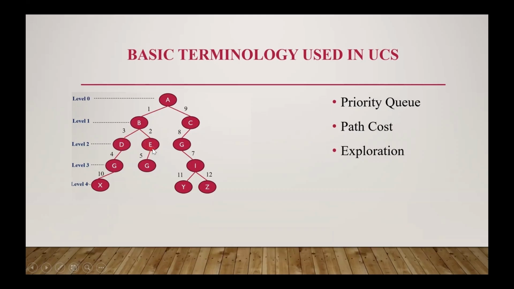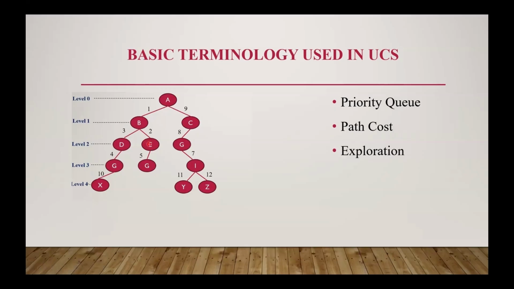If it has to traverse E, then 1 plus 2, that is 3. Here 3 plus 1, 4, here 3. So if it traverses this way, then it is 4. If it traverses this way, it is 3. So in this case, it will traverse to E. So A to B, B to E.